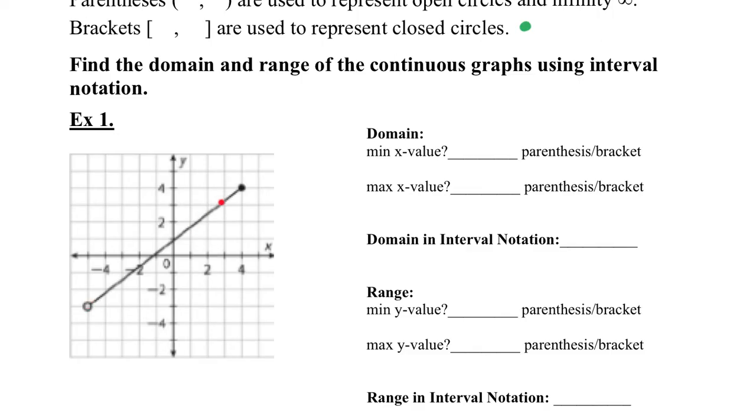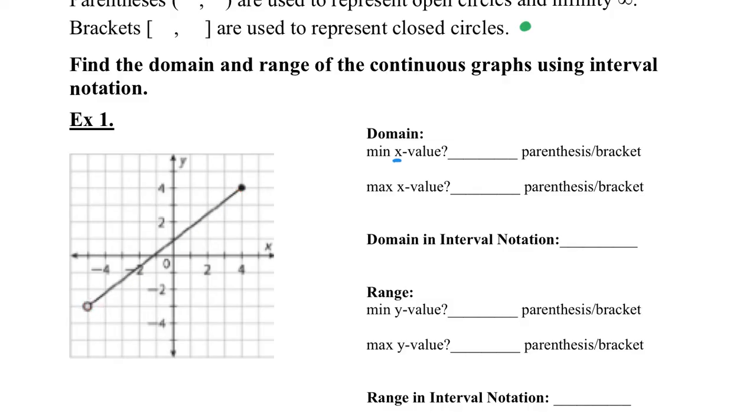Okay, this is my continuous graph. I'm going to find the domain and range using interval notation. For the domain, remember, domain is the x's. So I'm going to look at the graph and look for the minimum x value. The x-axis goes from left to right. The minimum x value will occur at the point that is furthest to the left. So if I look at this graph, the point furthest to the left is way over here.